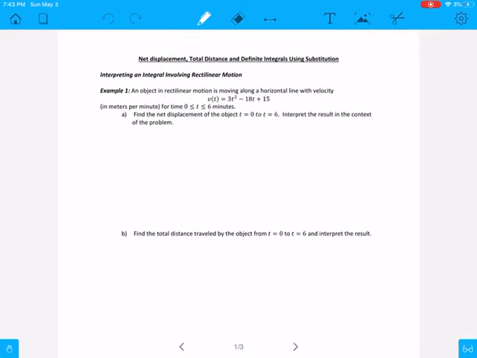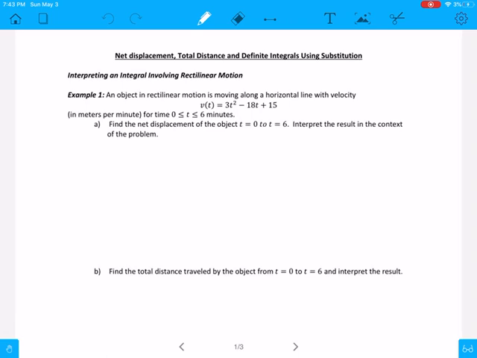So today we're going to look at net displacement, total distance, and definite integrals using substitution. But I'm going to do one video on net displacement and total distance, and then the second video on definite integrals using substitution. So the notes are together this week. Okay? So interpreting an integral involving rectilinear motion.